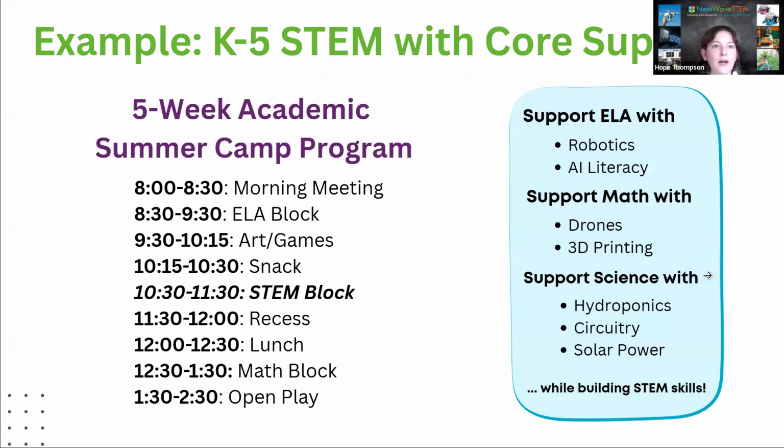We're going to look at a couple of examples. So this is an example of a K through 5 program that's going to be a summer camp that is focused on core subject support. So this may be supporting students before they go into a benchmark grade, like third grade or sixth grade, or it may be just open to all students who are going to receive a little bit more support in ELA and math in particular, but we want STEM to be a part of that day.